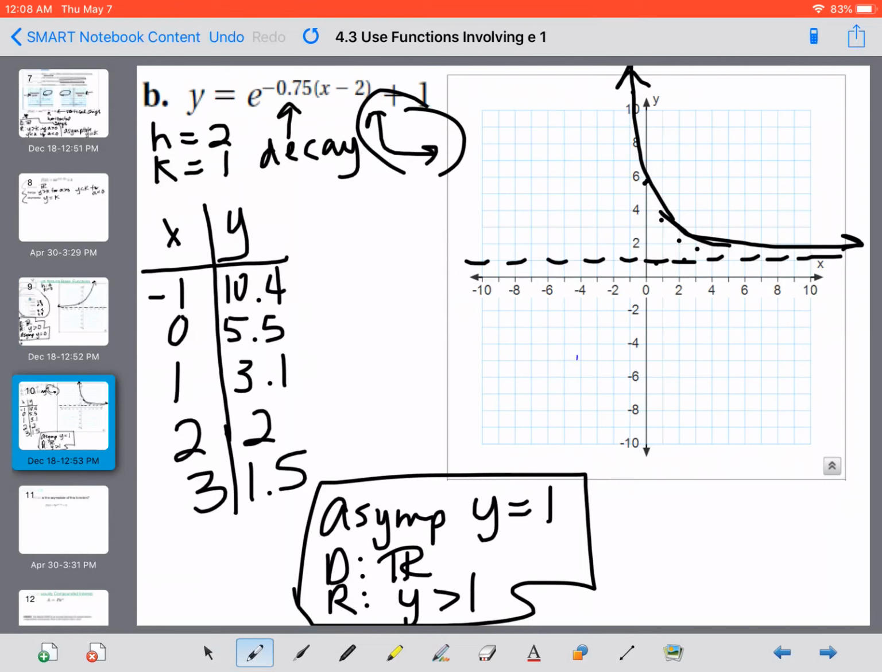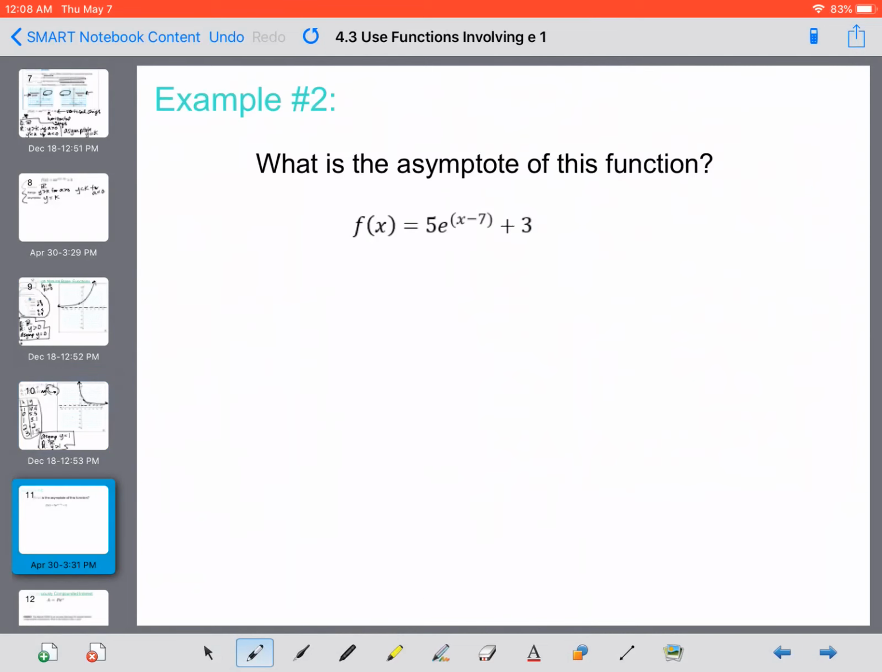Okay, next is your example number 2 for your lesson check. Make sure you understand how to put these into your table. You'll be using your table a lot. And make sure you understand if it's going to be growth or decay. And be able to graph your asymptotes. Please graph your asymptotes on your homework. Show your graph, domain, range, and your asymptote. Okay, example number 2. What is the asymptote of this function? F of x equals 5e to the x minus 7th power plus 3.